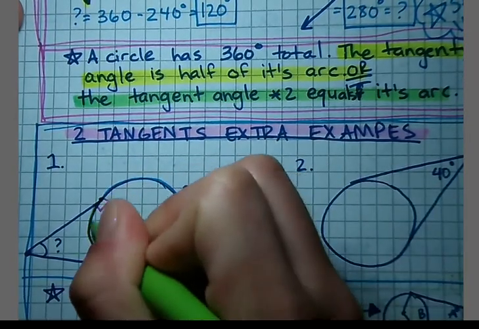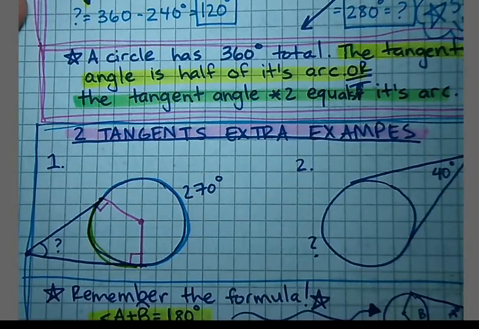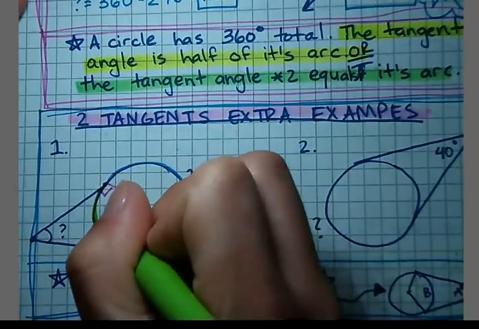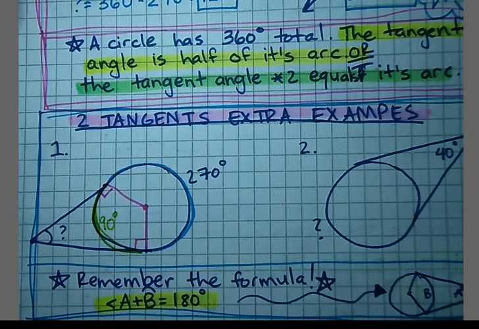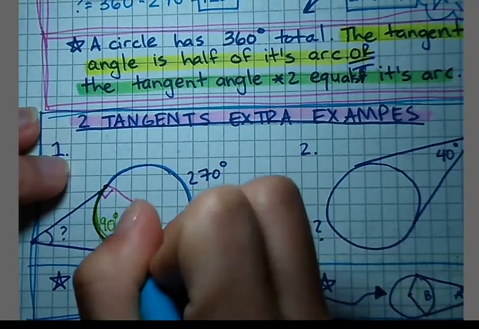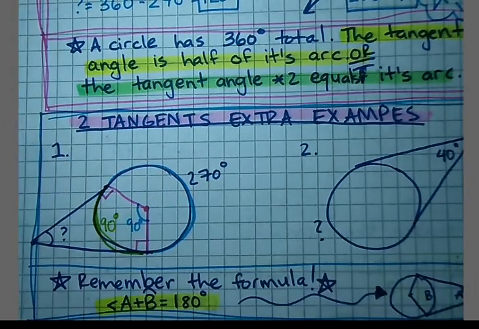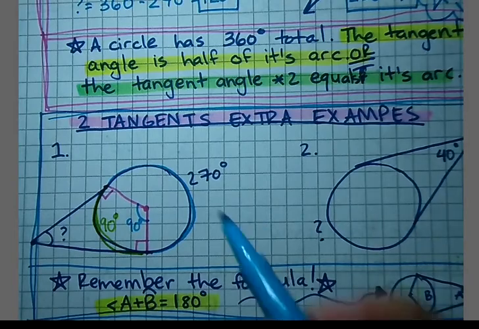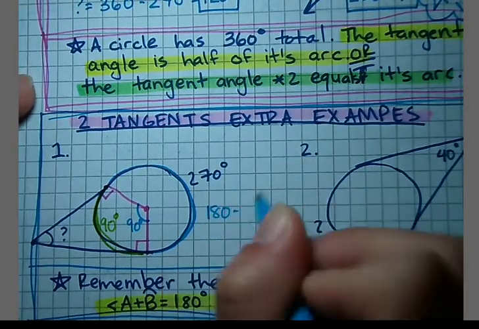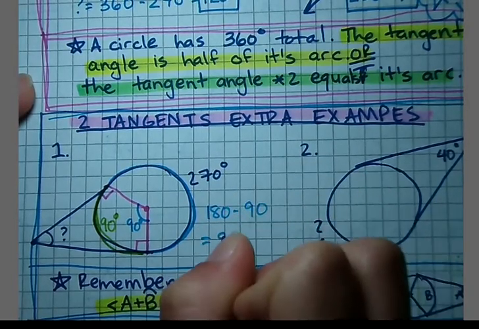So that means that this arc right here is going to be 90 degrees. Since that arc is 90 degrees, it also means that this angle is 90 degrees. And now we can solve for this angle over here. We're just going to say 180 minus 90, which should give us 90 degrees.